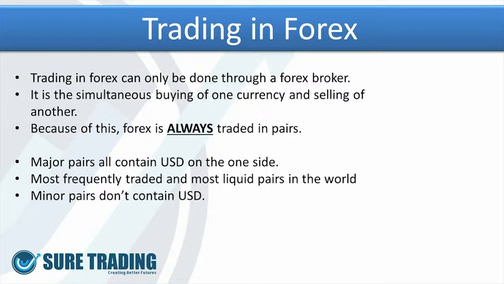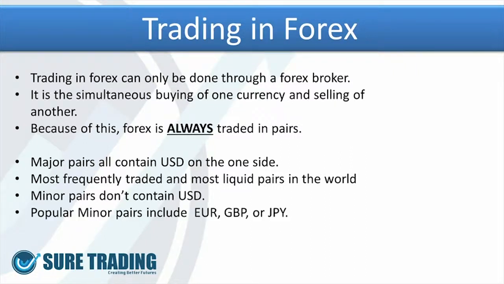Minor currency pairs do not contain the US dollar. The most actively traded minor pairs usually include the euro, the Japanese yen, or the Great British pound. Examples of these are the euro Great British pound, the Great British pound Japanese yen, the Canadian dollar Swiss franc, and the South African rand Japanese yen.